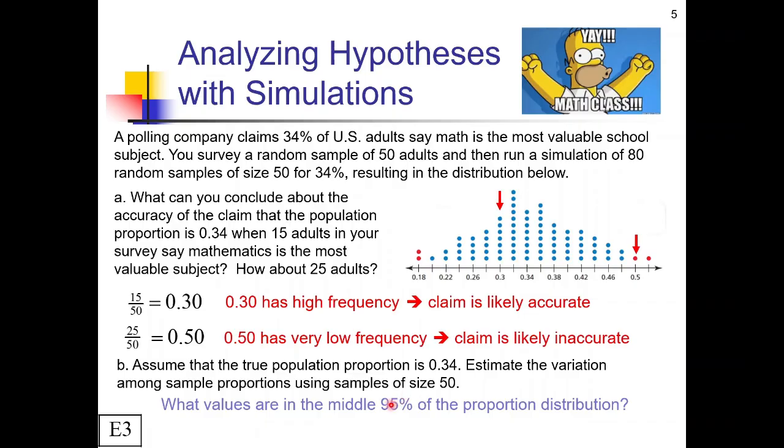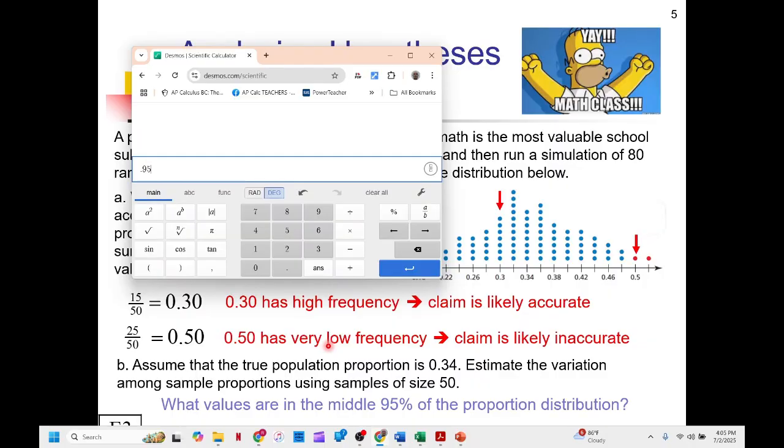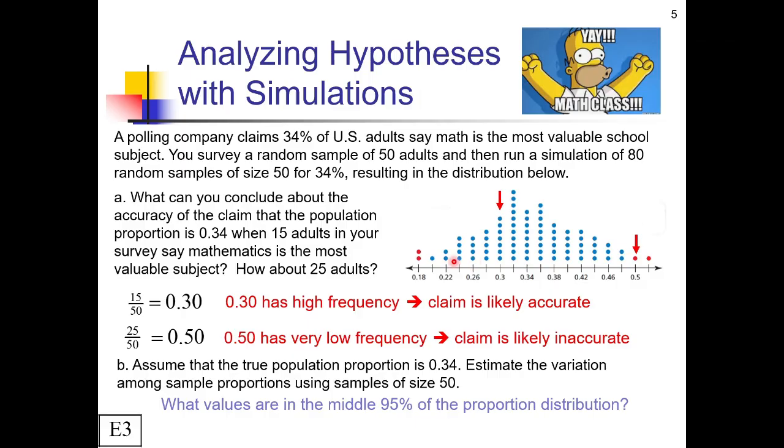So with that in mind, where's our middle 95%? Well, to figure that out, it would be nice to know how many dots are actually 95% of the simulations. They ran 80 of these simulations. What's 95% of 80? Well, let's go to Desmos. So 0.95 times 80 gives us 76. So 76, we want the 76 middle dots, which means that we need to chop off the 4 outer dots, 2 on the left and 2 on the right.